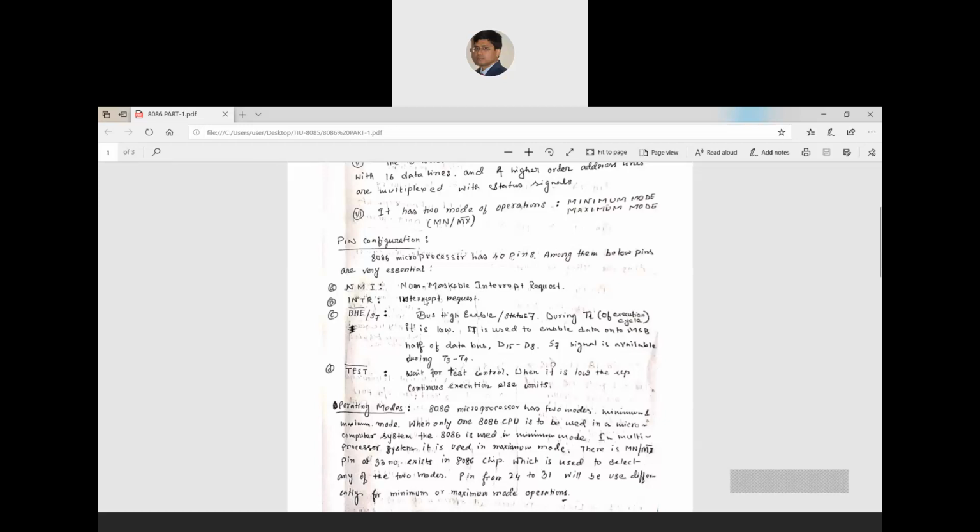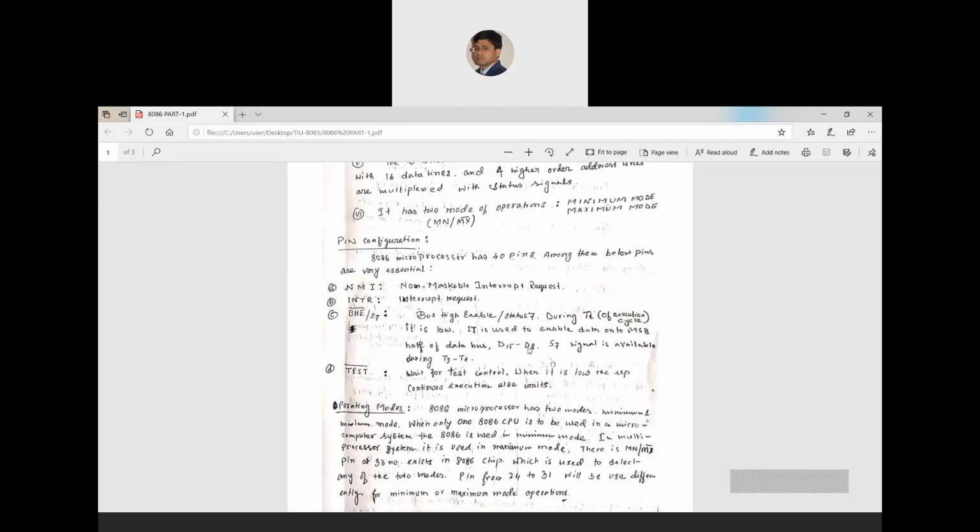Then there is the BHE/S7 pin. BHE is basically the bus high enable pin, which is used to enable the upper part of the data bus, from D15 down to D8. So that means the complete data bus size is 16.